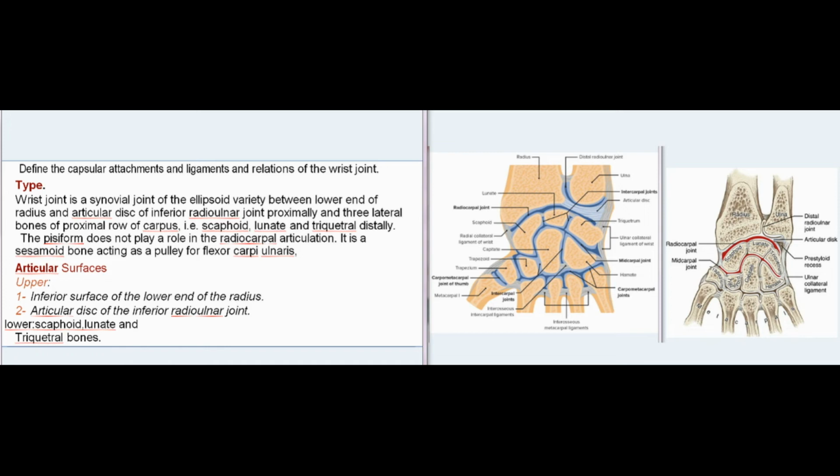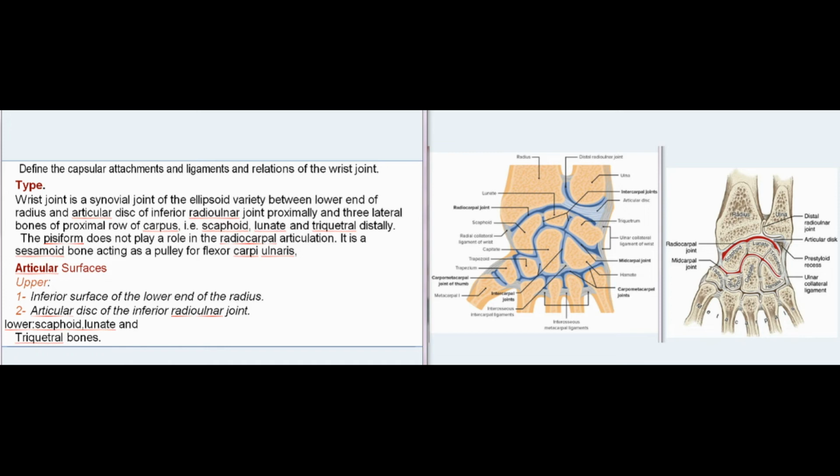Type. Wrist joint is a synovial joint of the ellipsoid variety between the lower end of the radius and articular disc of the inferior radio-ulnar joint proximally, and three lateral bones of the proximal row of the carpus, i.e. scaphoid, lunate, and triquetral, distally. The pisiform does not play a role in the radiocarpal articulation.